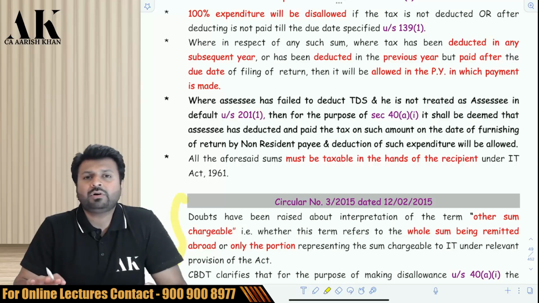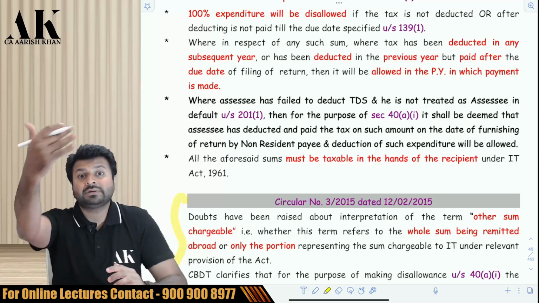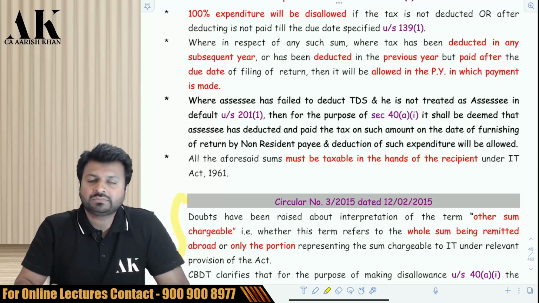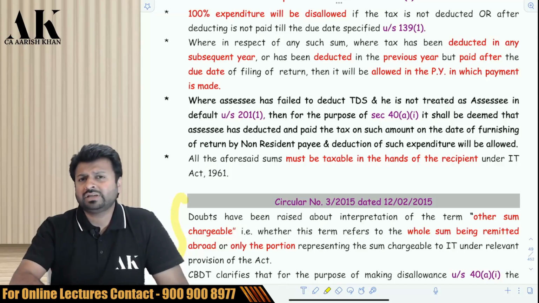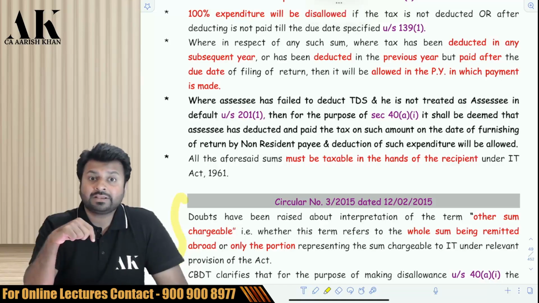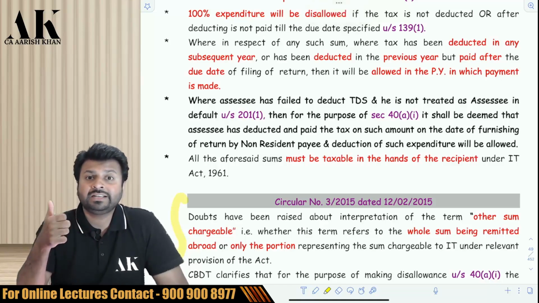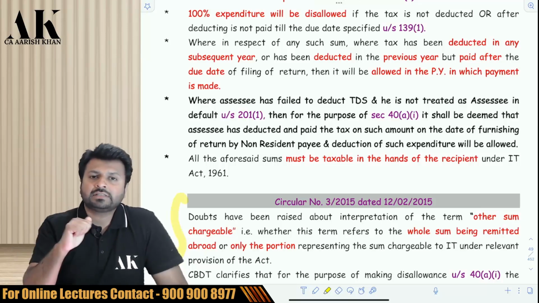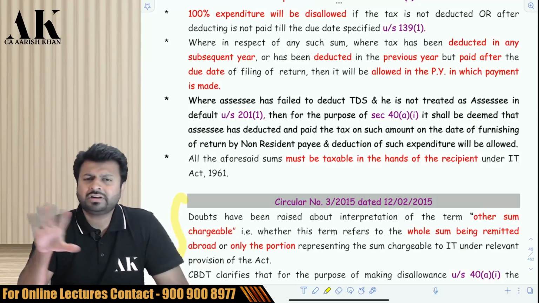Now, as I said just now, the other person's income has to be chargeable to tax in India. Then only you have to deduct TDS. Suppose I am making a payment of 10 lakh to the other person. That person's income has to be chargeable to tax in India. Then the question of TDS arises, and then the question of TDS disallowance arises. What if the other person's income is not chargeable? Do not deduct.